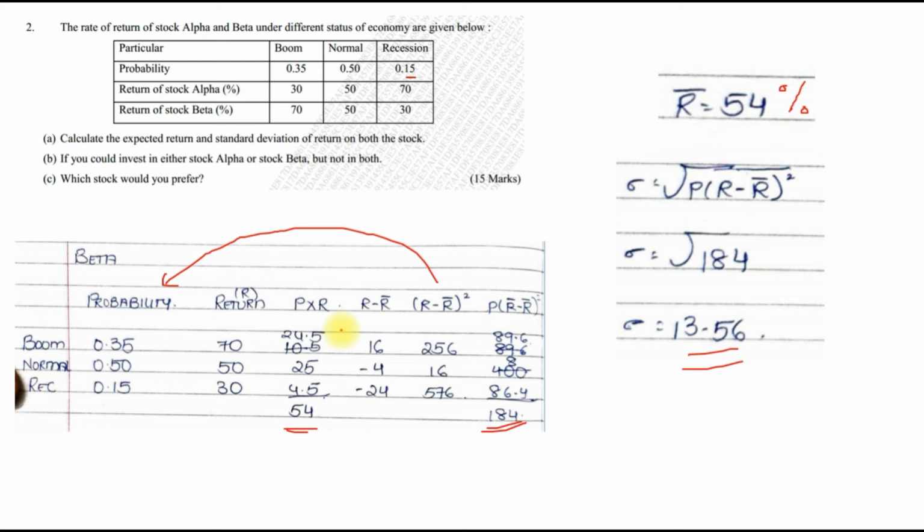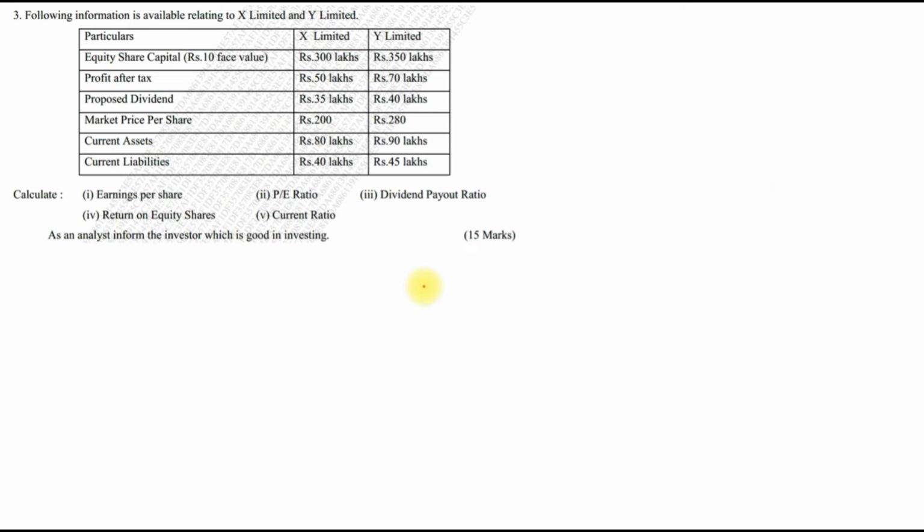After this, the next question in the paper was question number 3, also for 15 marks. The following information is available relating to X limited and Y limited: equity share capital, profit after tax, proposed dividend, market price per share, current assets and current liabilities are given. They are asking you to find earning per share, PE ratio, dividend payout ratio, return on equity shares, and current ratio. And as an analyst, inform the investor which is good to invest in.